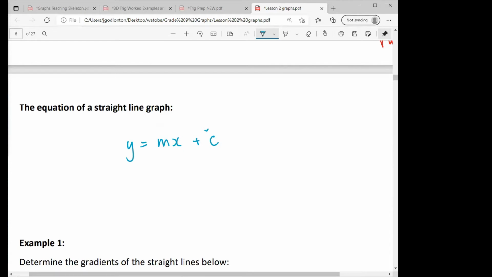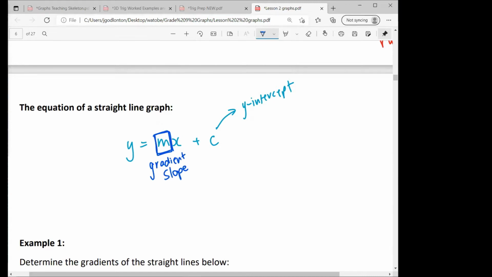This is the formula or the equation for a straight line graph. C, we're going to get into in our next lesson. That's our y-intercept. So we're not going to worry about that just yet. But the one we're going to focus on today is m. And m is our gradient. It is our slope.